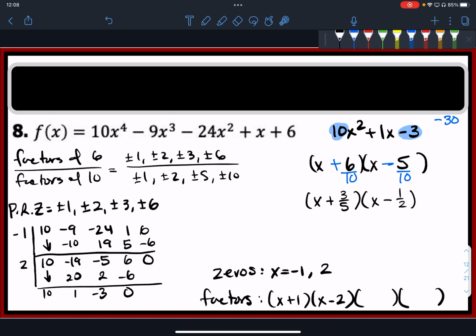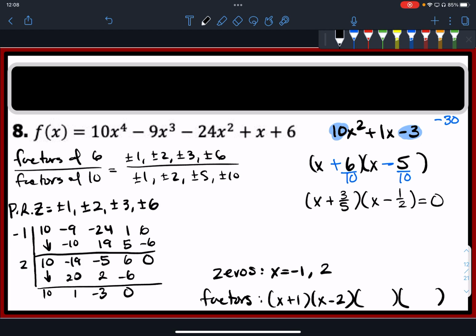Now, if I was only looking for the factors, I would multiply this binomial by 5 and this binomial by 2 to move the 2 and the 5 to the front, but I'm not going to do that right now because, again, I'm interested more in figuring out what's going to make this equal to 0.